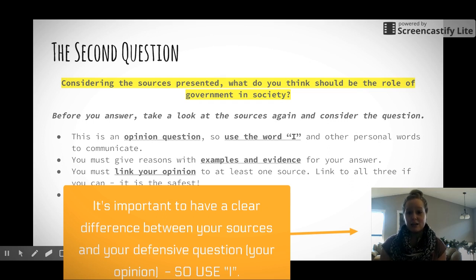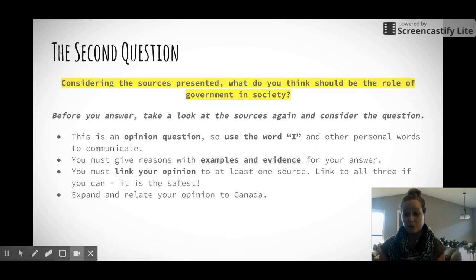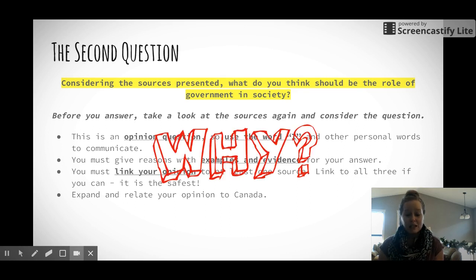I think the government should have more control over American business. I think the government should have a more laissez-faire attitude towards business. So use those words. You must give examples and evidence for your answer. So for example, if you do think the government should have more say in what happens in big businesses, tell me why with evidence. Connect to what you have learned.